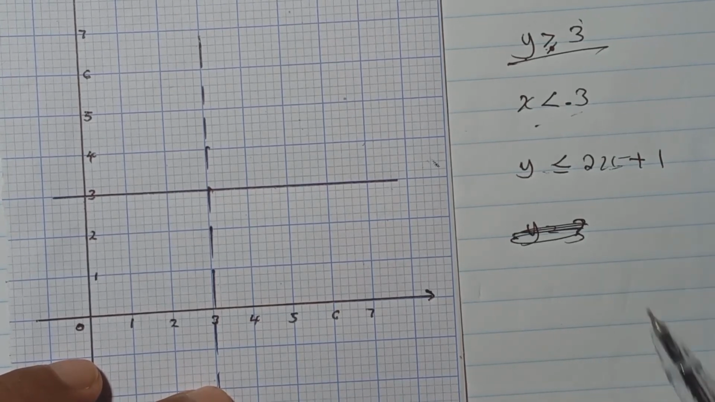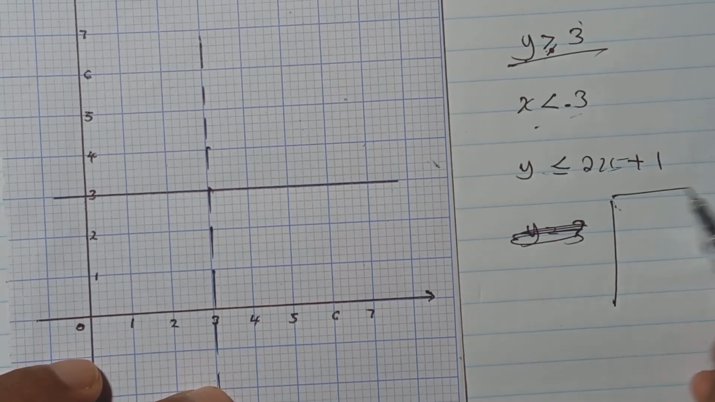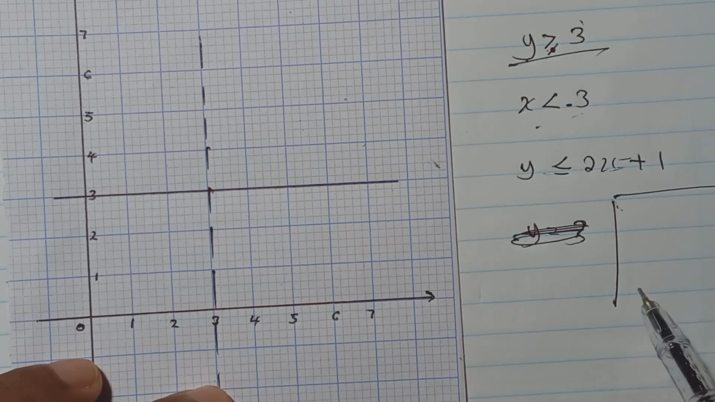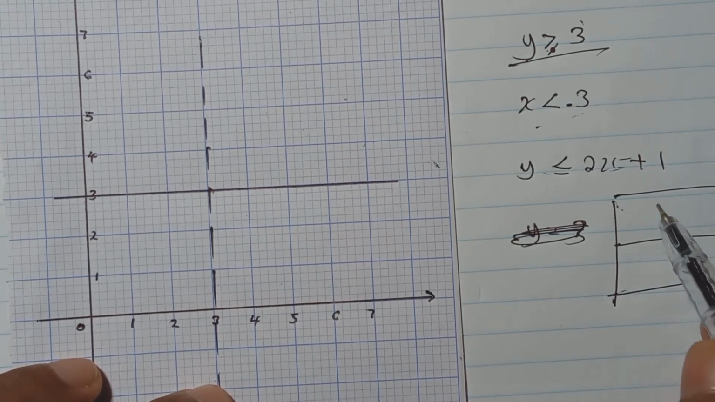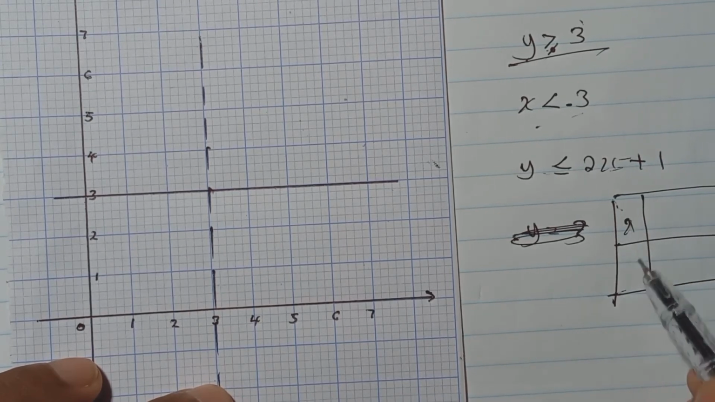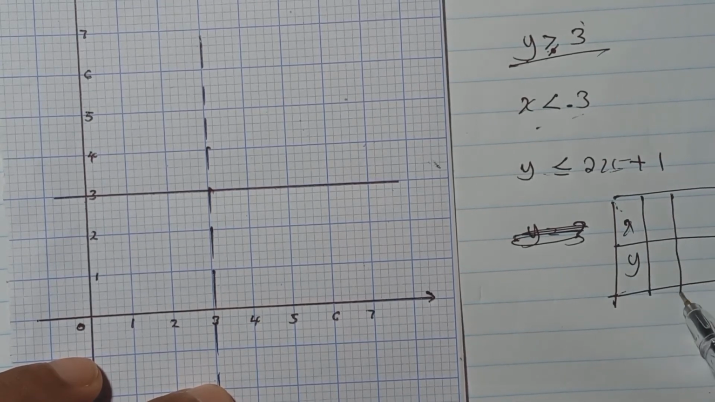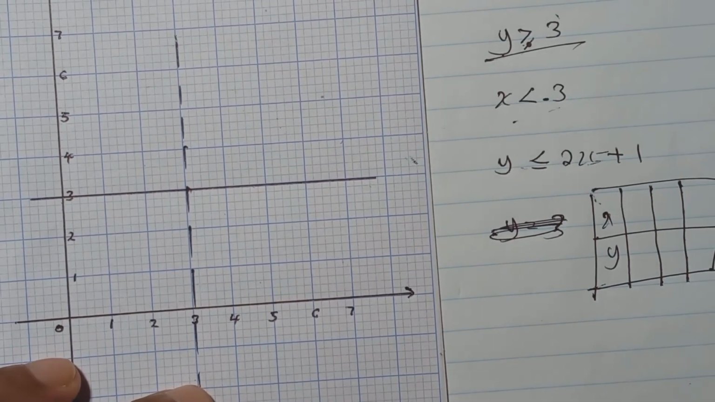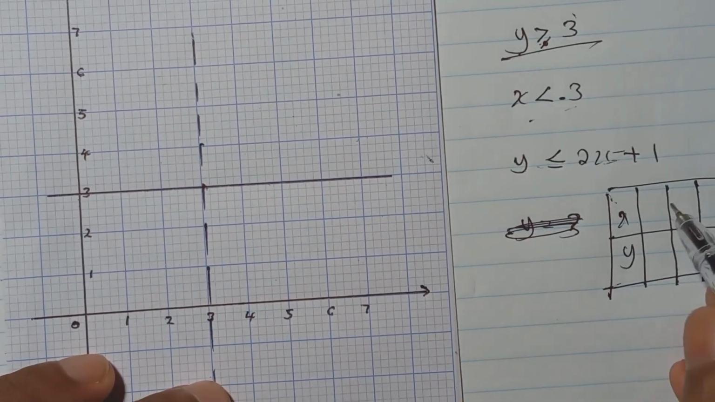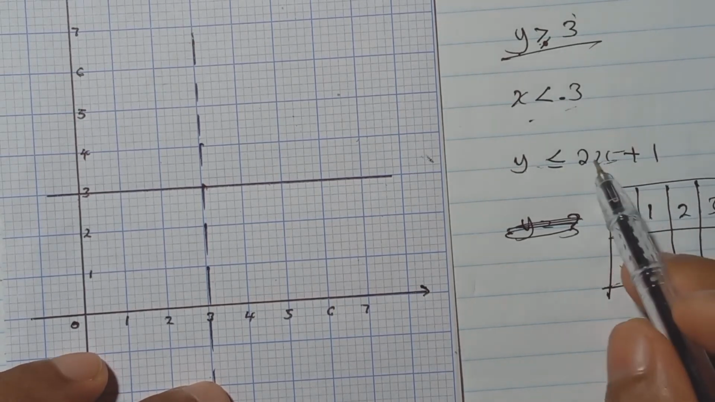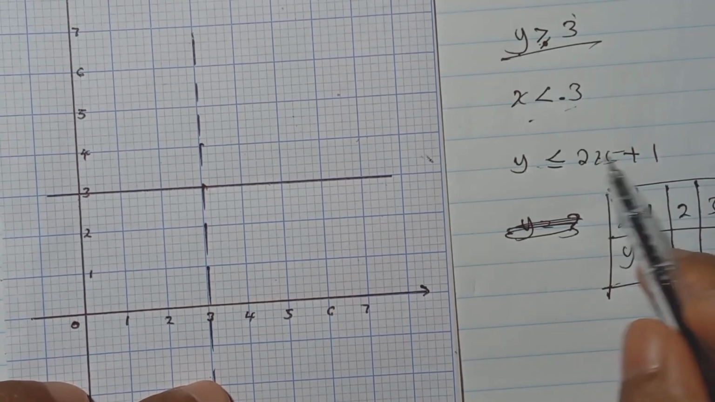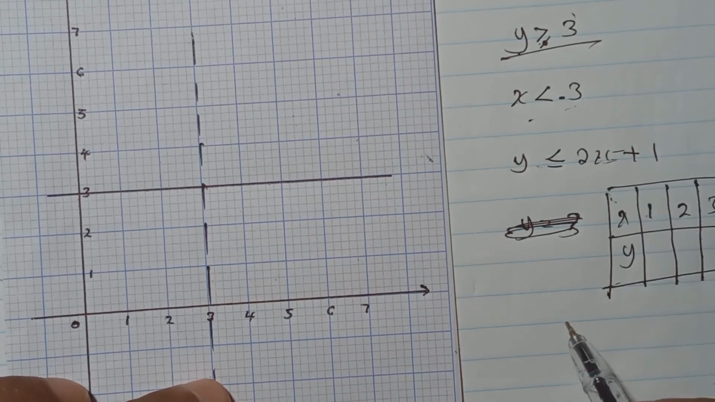This one is very simple. I don't need to explain much here. I think you can understand we need to make x and y coordinates. Here we put x, here y, and we need to get 3-point coordinates like this, right? Okay, I will put 1, 2, 3, then replace x with 1 and then find what the y value is.